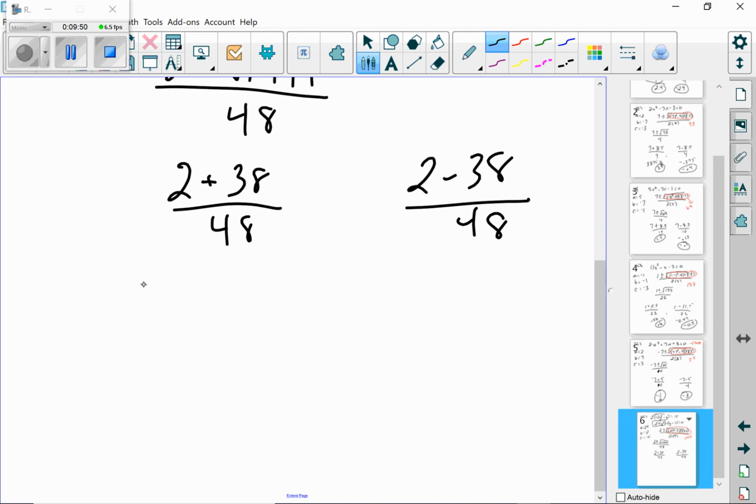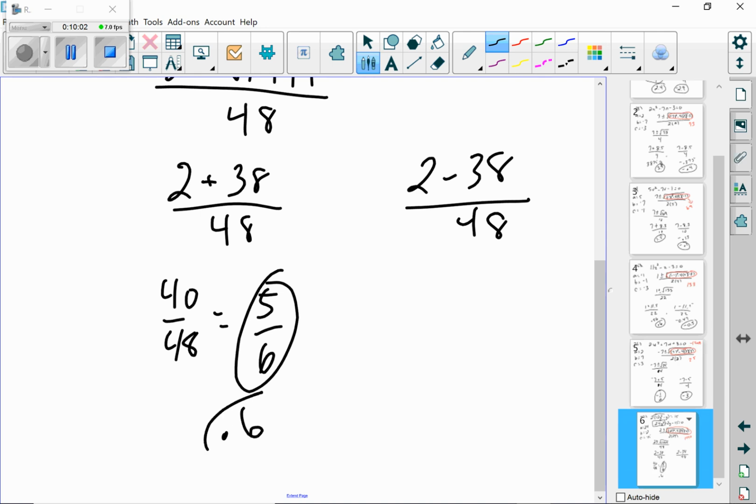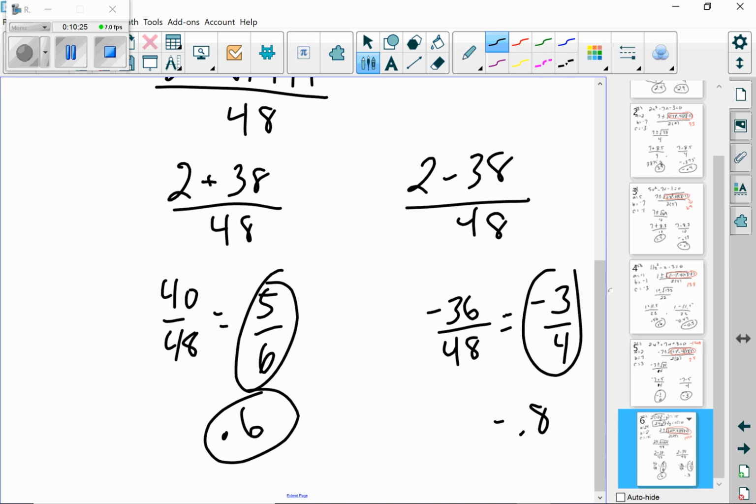This one's going to be 40 over 48. And I can just reduce that fraction by 8 to give me 5/6. All right, so I like 5/6 here. If you have it as a decimal, it's 0.625. So maybe 0.6 if you wanted to round would be okay. Same here, I got negative 36 over 48. Again, I can run through most of this without the calculator. Divide them by 12, so negative 3/4 is good. Y'all know that that's 0.75. So negative 0.8, if you wanted a decimal there and wanted to round, it's fine. I mean, I would keep those fractions if I get them.